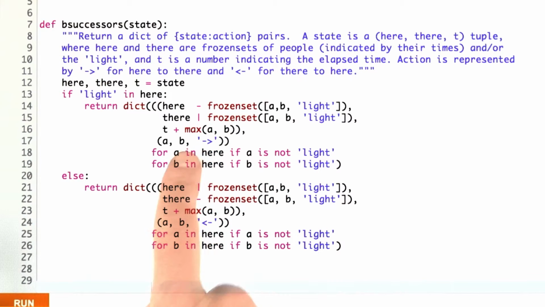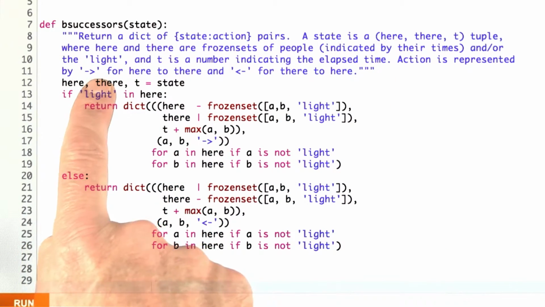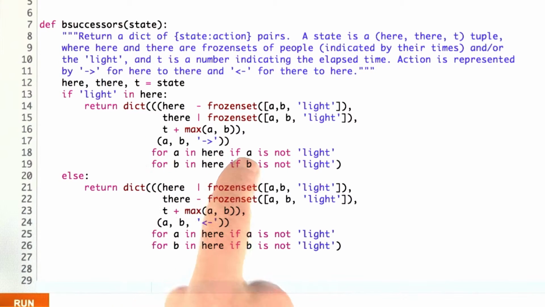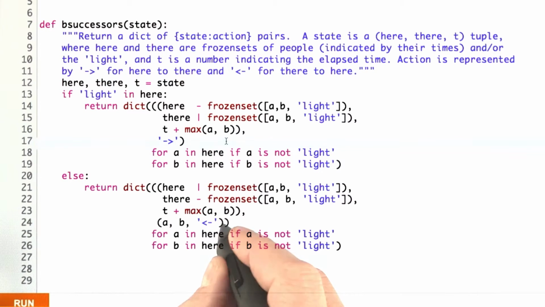And then I know it says in the specification here that the action is represented just by an arrow. And if I want to get the problem right, I would do that. But then I decided later on, well, maybe the action should be more than just the arrow. Maybe the action should also tell me who went across. So I have the option of doing that. If I want to just solve the problem the way it was specified, then I would return just the arrow to represent the action. And I would do the same thing over here.